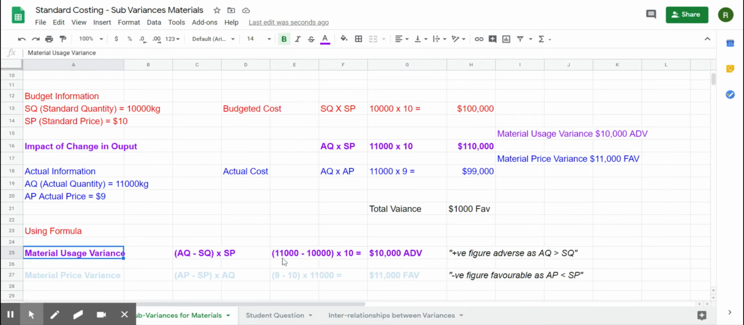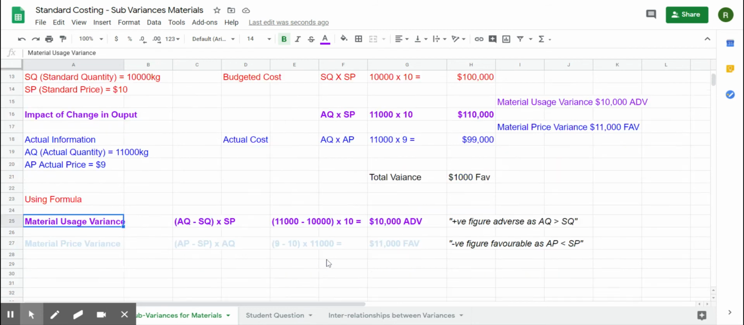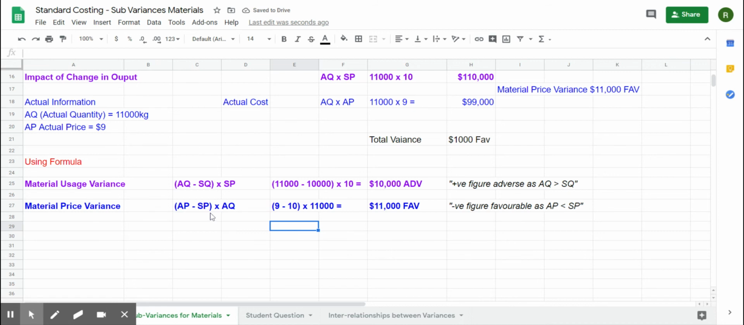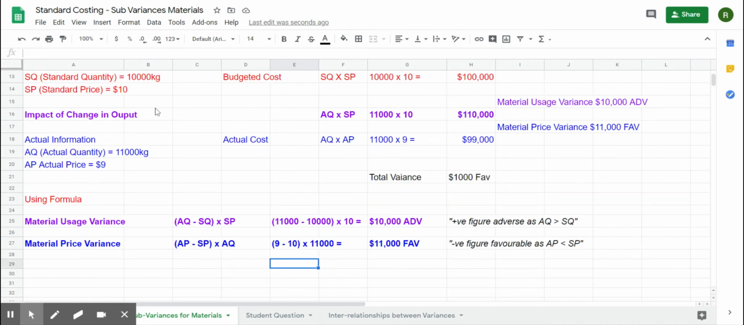It's adverse because the actual quantity is greater than the standard quantity, and the material price variance, okay, that's your actual price minus your standard price multiplied by the actual quantity, and that gives you 9 actual price, take away 10 standard price, multiplied by 11,000, the actual quantity, comes to a 11,000 favourable variance, and it's favourable because the actual price is less than the standard price. Be a little bit careful.